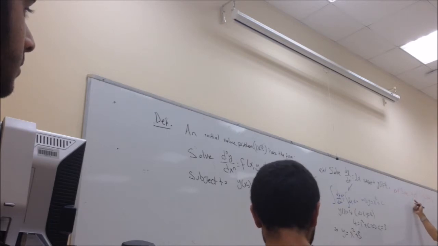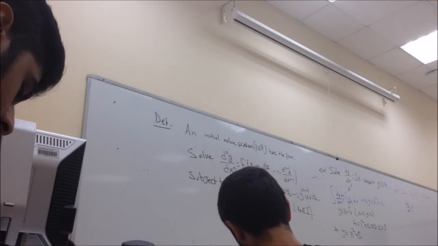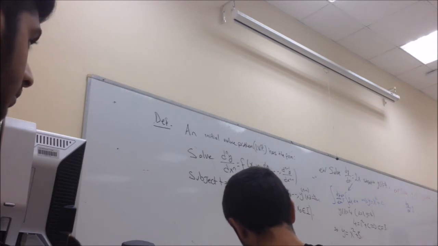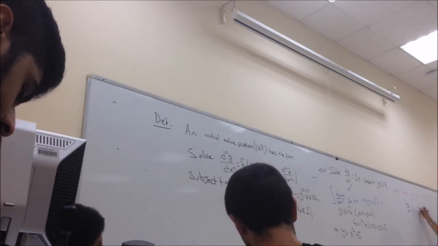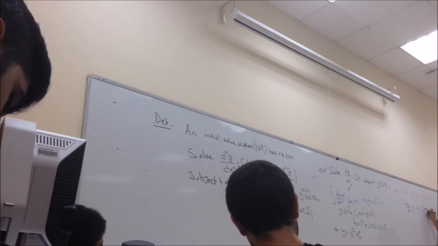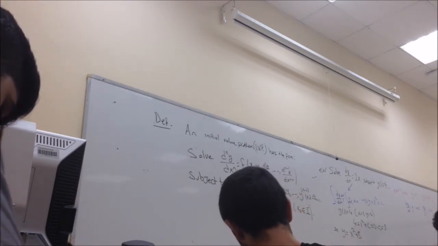What is y prime? y prime is dy dx, which equals y. Cross multiply this. In other words, collect the y terms on one side and the x terms on the other side. Then you will get dy over y equals dx.